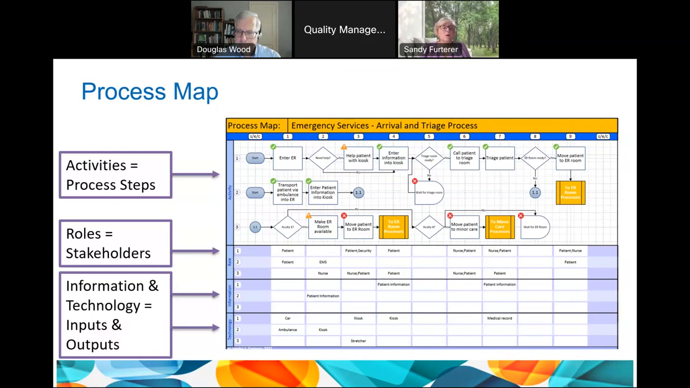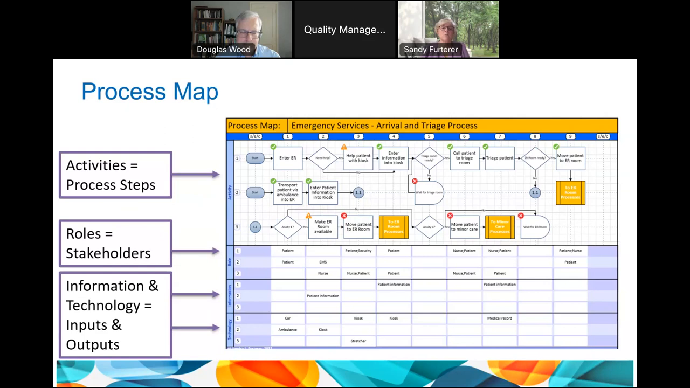And then the next row or swim lane are the roles or the stakeholders. So anybody listed here should have been listed in our SIPOC as a supplier or a customer. And if they aren't, then we can add them back. And a lot of times we might notice that we've identified somebody in a role that we aren't talking to. And so we know that either we need to add them to the team or at least talk to them about their process.